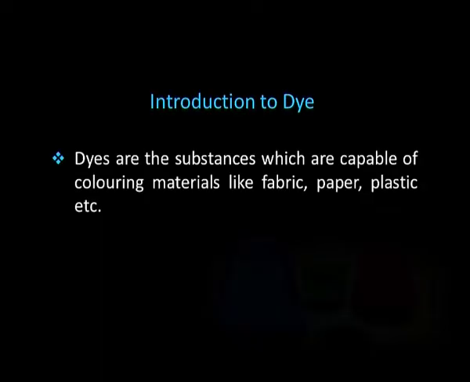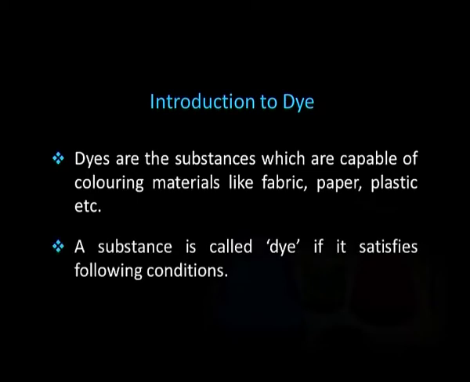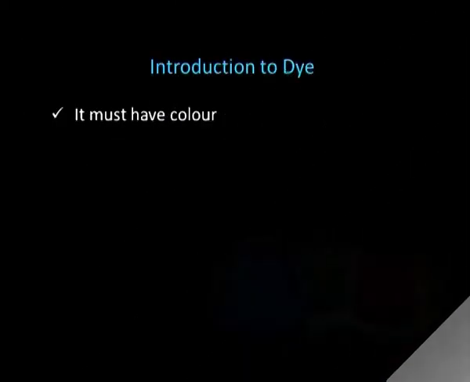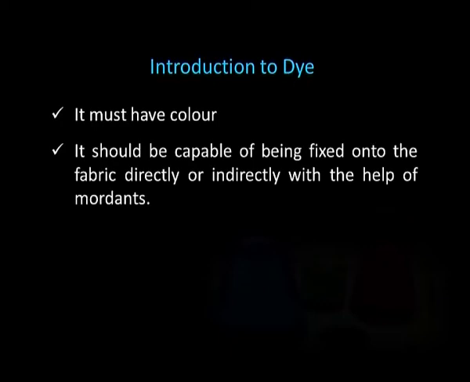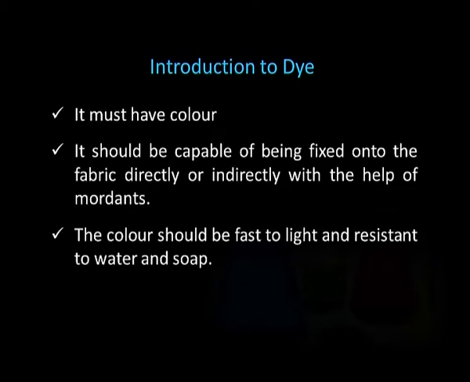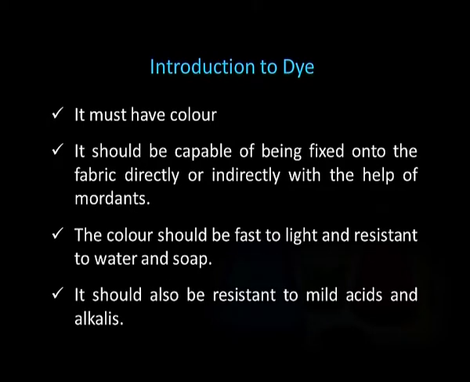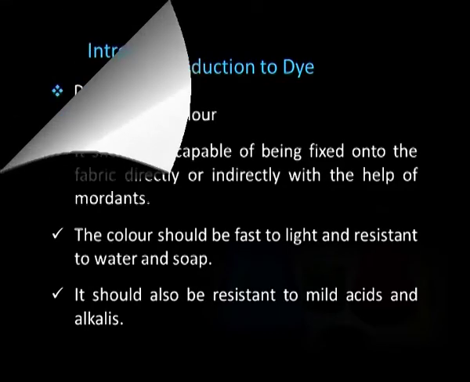Now, to start with the introduction of dyes: dyes are the substances which are capable of coloring materials like fabric, paper, plastic, etc. A substance is called a dye if it satisfies the following conditions. It must have color. It should be capable of being fixed onto the fabric directly or indirectly with the help of a mordant. The color should be fast to light and resistant to water and soap. It should also be resistant to mild acids and alkalis.